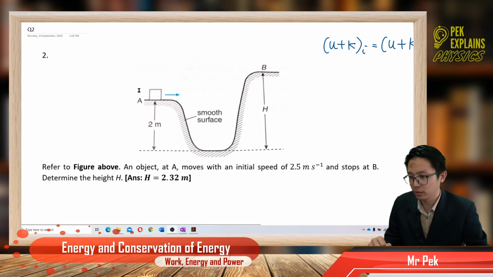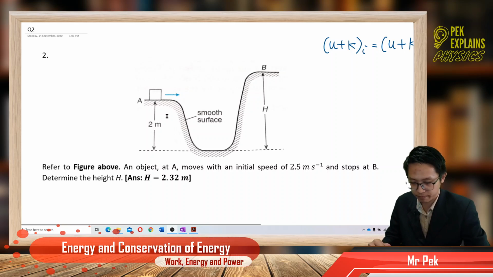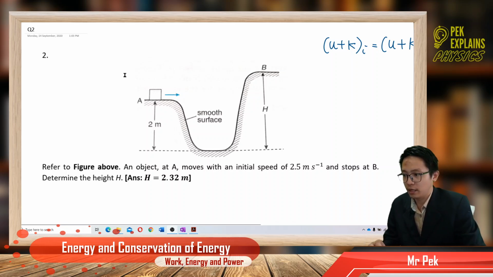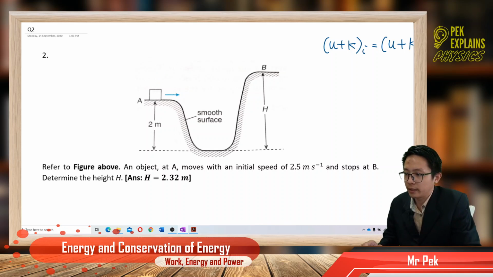Alright, so this object at A moves to B. So we apply the principle of conservation of mechanical energy. First of all, determine the initial and final conditions. This is the initial condition and this is the final condition. Over here, it has the initial velocity, which is 2.5.